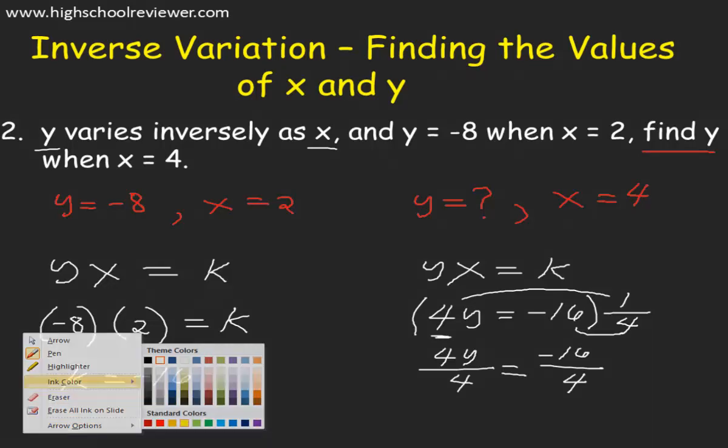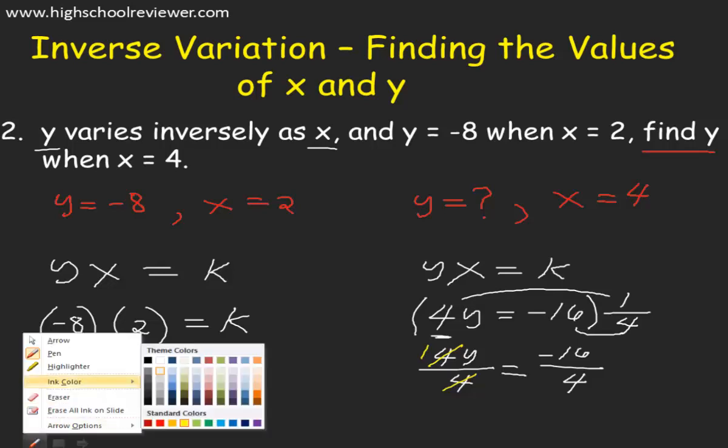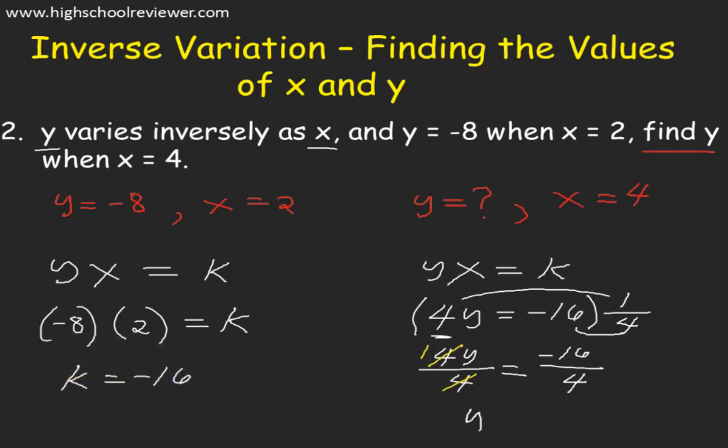So 4 divided by 4 is equal to 1. And y now, so y will be equal to negative 16 divided by 4, that is equal to negative 4. So our y is equal to negative 4 when x is equal to positive 4.